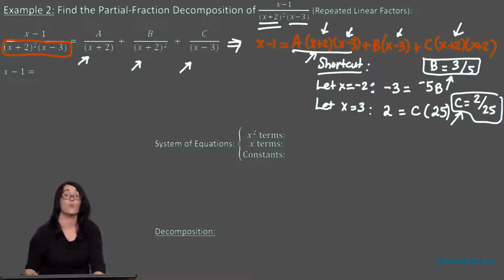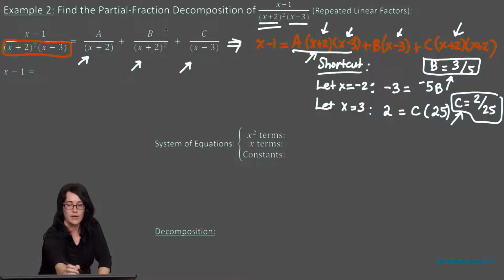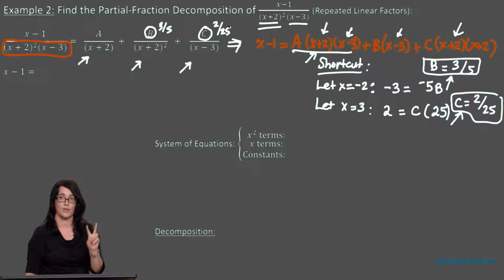So at this point, we have 2 of the 3 unknowns. We could actually replace our answer for b here with 3/5. And we could replace our answer for c here with 2/25. So we know those 2 of the 3. But how do we get a? Well, that's where we have to start building our system. So let's at least get it started, see how far we have to go.